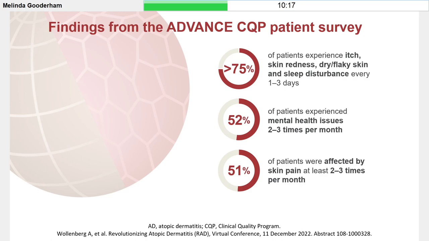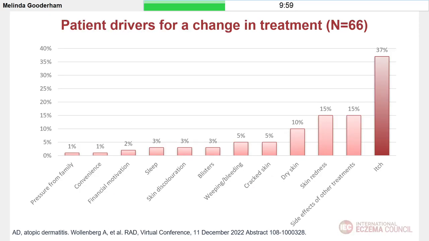Some of the things we learned: 75% of patients experienced the itching, the redness, flaking skin and sleep disturbance every 1 to 3 days. Half of patients experienced mental health issues 2 to 3 times per month. And another half of patients were affected by skin pain 2 to 3 times per month. And when looking at what is driving their change in treatment, the overwhelming majority of the answers were itch. It's the itch that will drive whether they stay on a therapy or switch to another therapy. Very important factor.